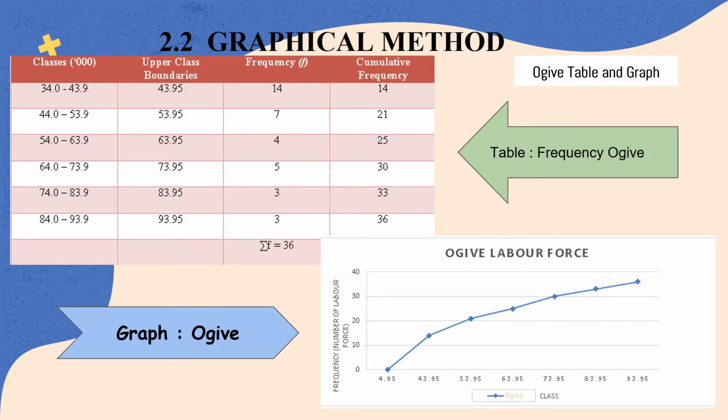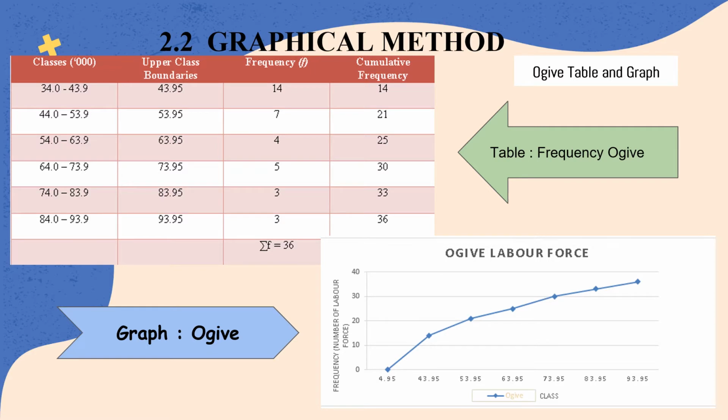Now how to get the upper class boundaries is 43.9 plus 0.05 and you will get 43.95 for the upper class boundary. Next, how to get the cumulative frequency: the first one, you must copy the first frequency, which is 14. Next, for the cumulative frequency, you must add the 7 for the second frequency to the 14 and you will get 21.